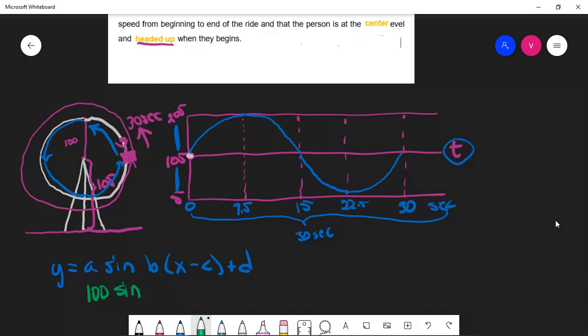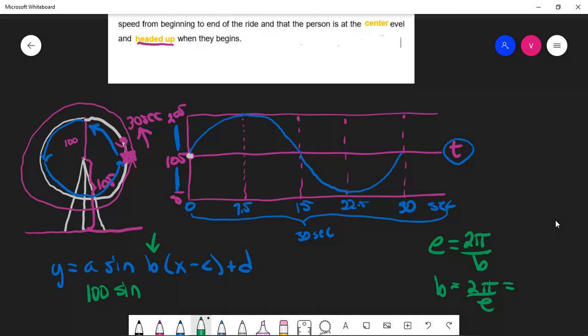sine. Now the B can be determined from the period. This is the period constant. It is not the period. The period is how long it takes one cycle to go. So what is the period? 2 pi over B, or if you're looking for B, B is equal to 2 pi over the period. Do your algebra.